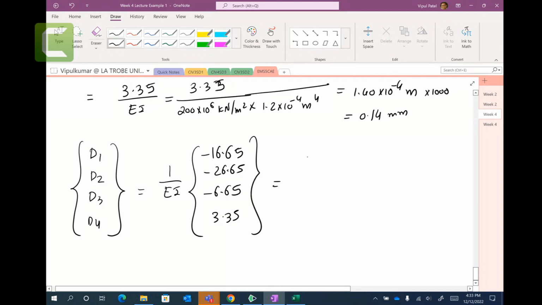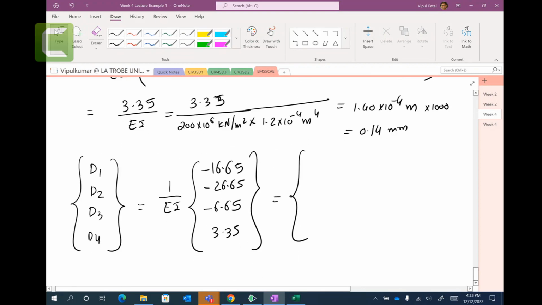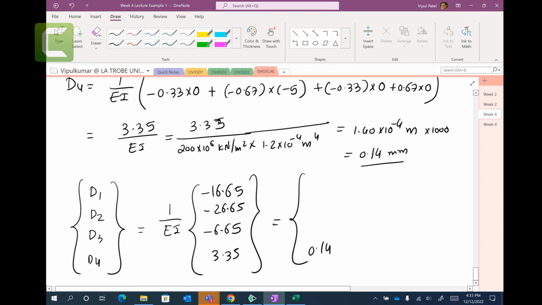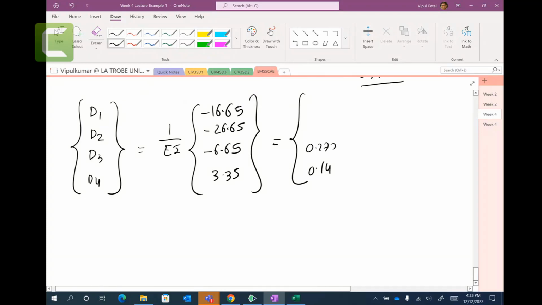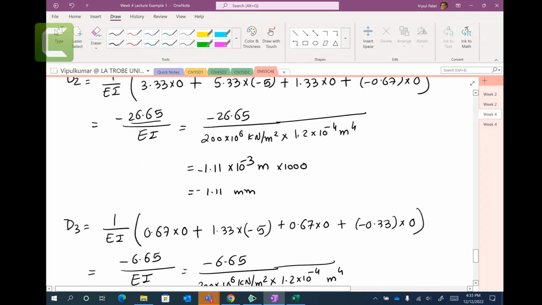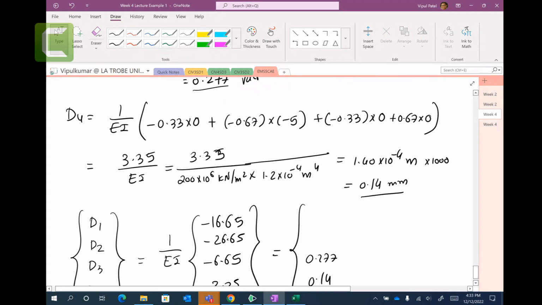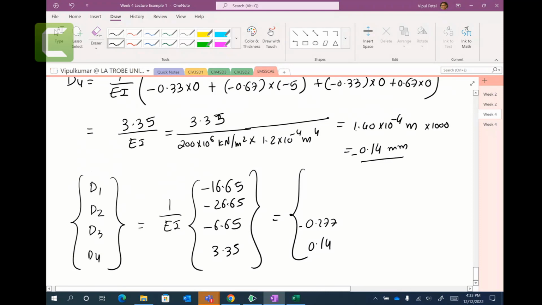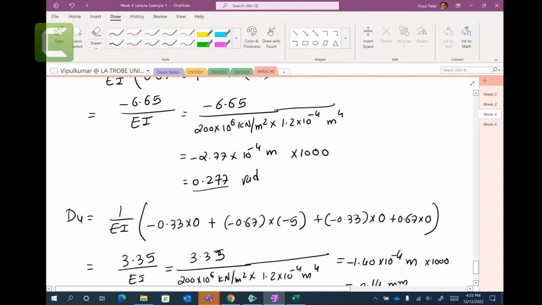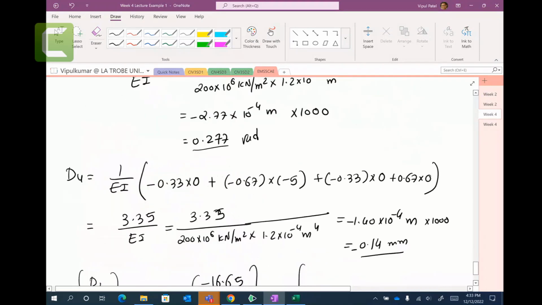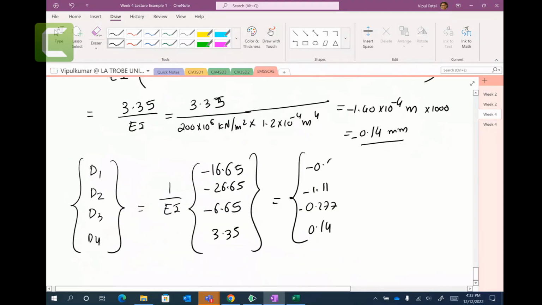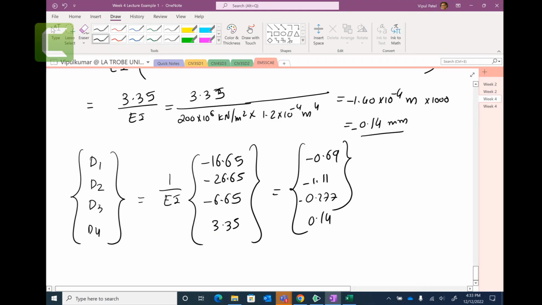And if I substitute the EI value, I will get 0.14 here, and D3 was 0.277, and D2, I will get minus 1.11, this is minus by the way, and D1, I will get minus 0.69. That is your final answer. Unmute yourself if you don't understand any of these values that I put there.